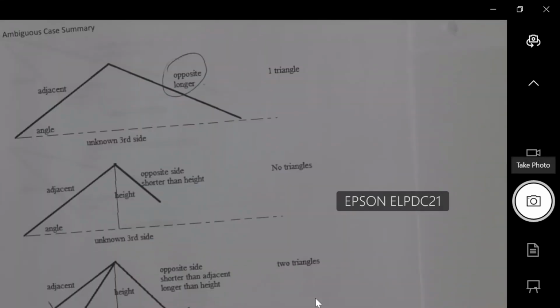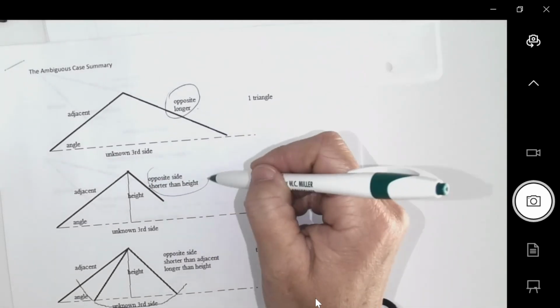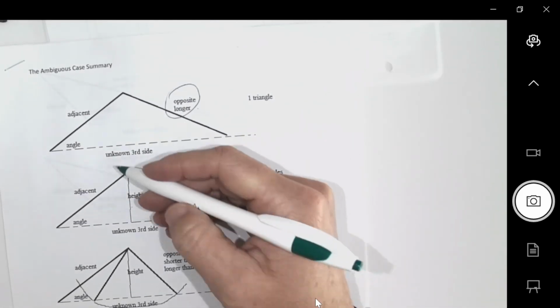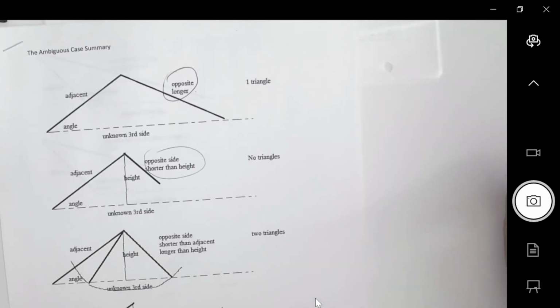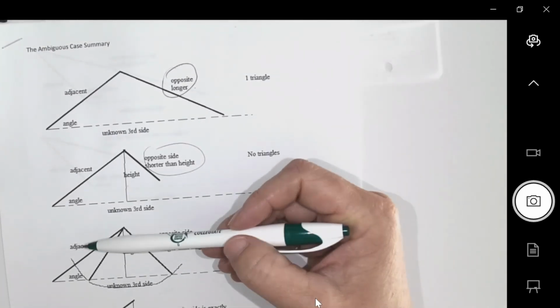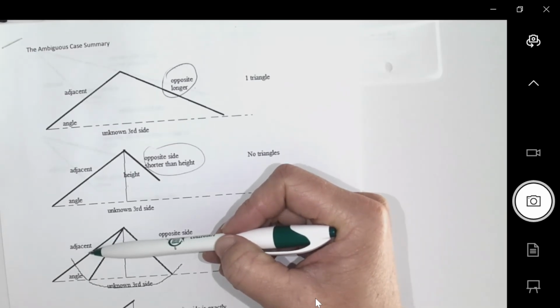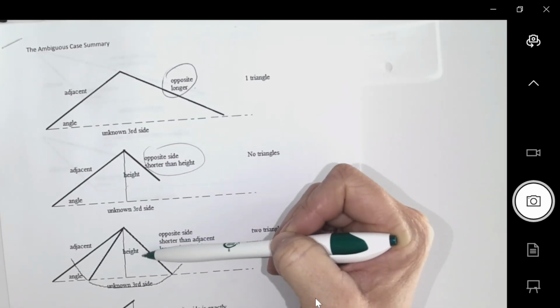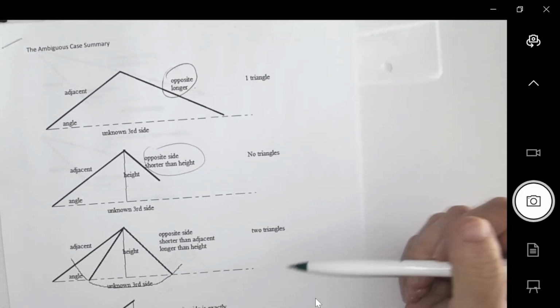Okay, so the ambiguous case is: if the opposite side is longer, you have one triangle automatically. If the opposite side is shorter than the adjacent and also shorter than that height, there's going to be no triangles. If that opposite side is shorter than the adjacent, but longer than the height, so it's in between, there's going to be two triangles.